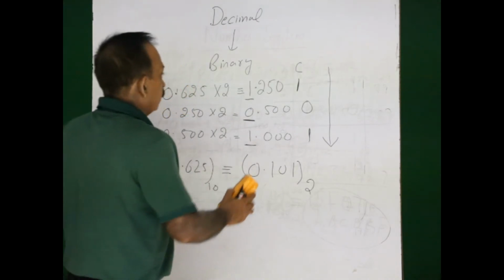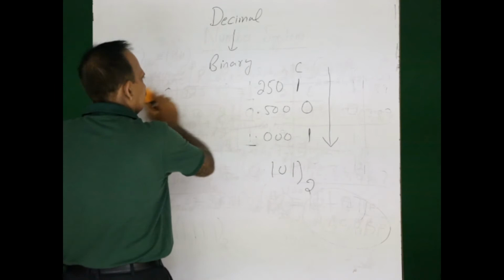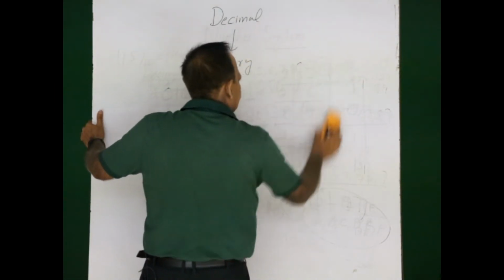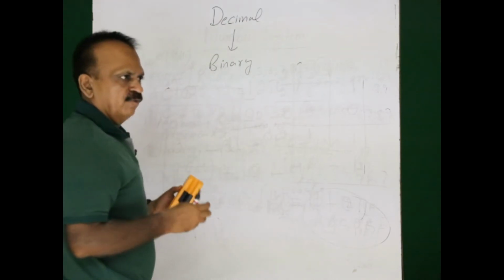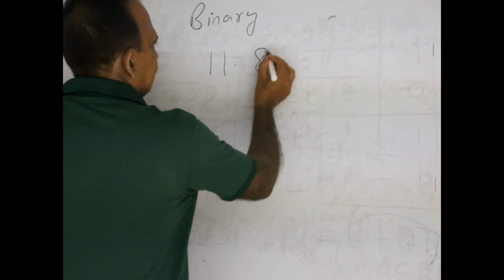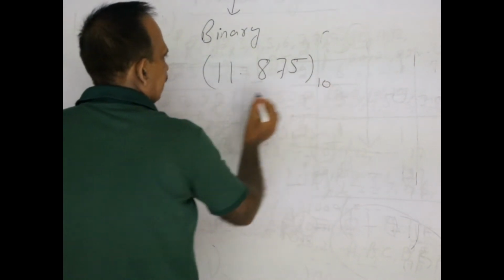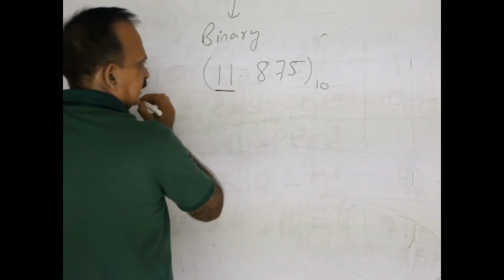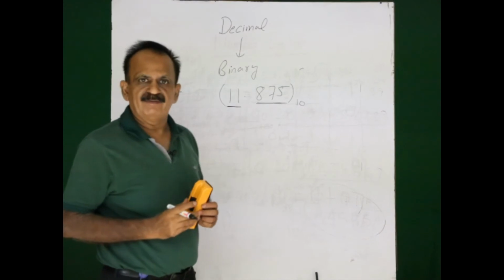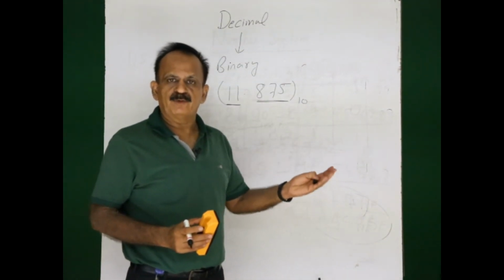Now, what about a number which has both parts? Say I have a mixed number which has an integer part as well as a fractional part. For example, if the number is 11.875, this is the given decimal number. Now, this number has an integer part, that is 11, and a fractional part, that is 0.875. We will be combining the two explained processes.